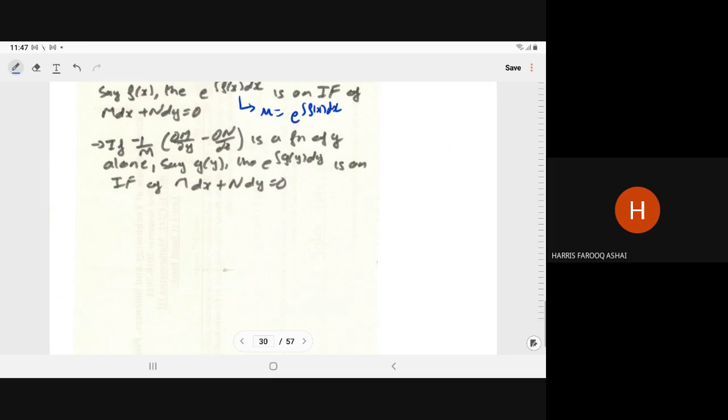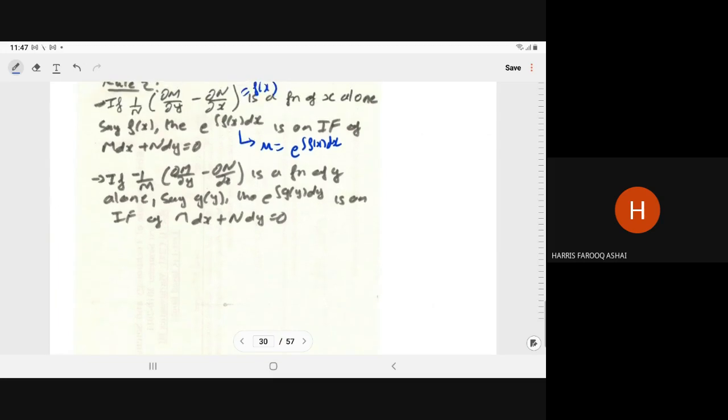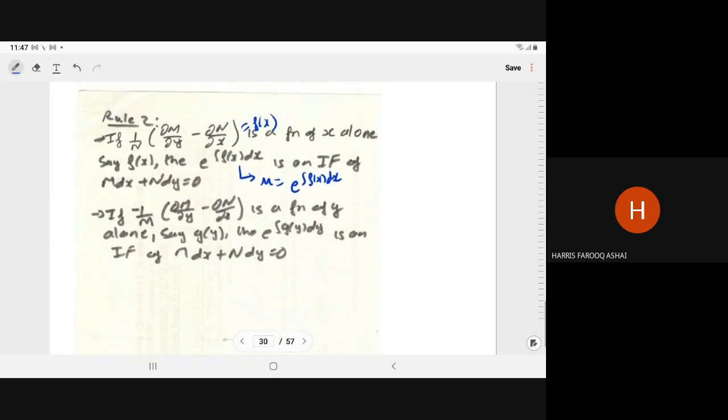So in this way you can recognize at least one integrating factor. Sir, what is this 1 by N in the above equation? N is the factor, whatever the function other than the dx, in the equation M dx plus N dy.